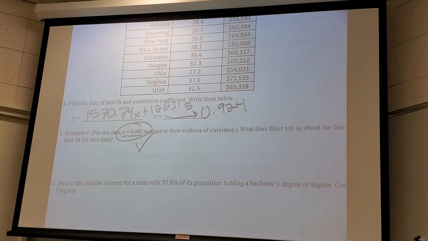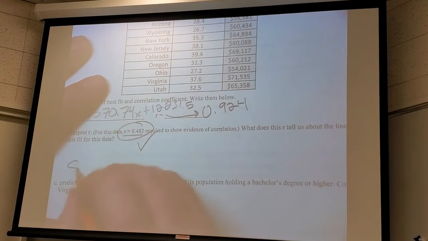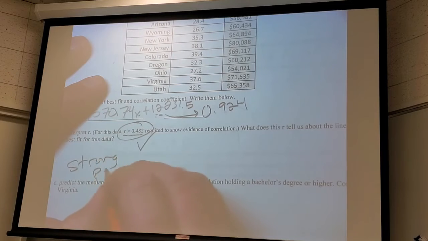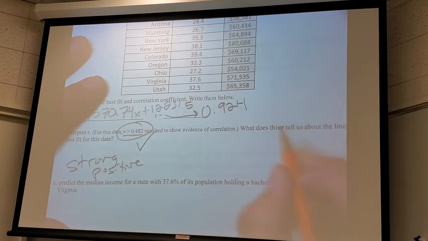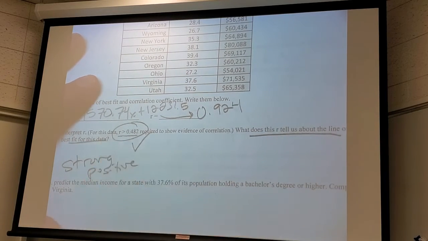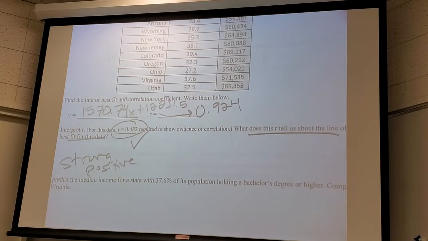Strong negative. Why negative? Oh, wait, I'm sorry, strong positive. Okay, strong positive. Strong because it's close to 1. Positive because it's positive. All right. What does it tell us about the line of best fit? So that's a weird question, but there's one answer I definitely would expect from you. The other one, I don't know. But anybody? What would the fact that my R is strong positive tell me about the line of best fit?